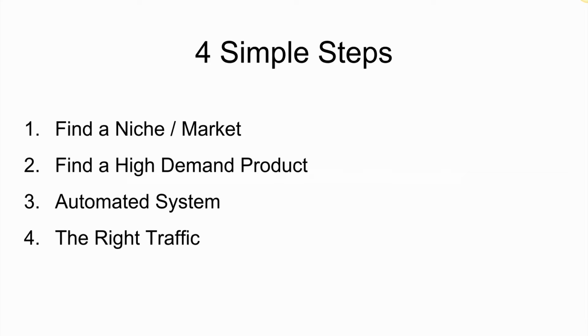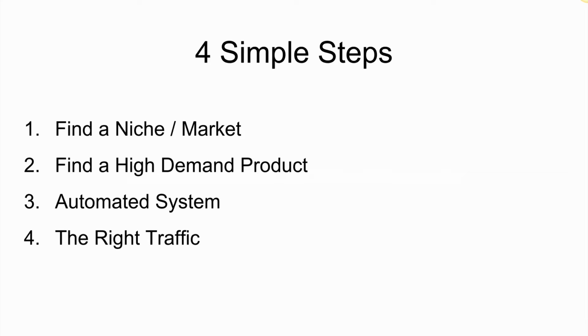But the 4 simple steps are: number 1, find a niche or a market. Number 2, find a high demand product. Right? Find a product that's already selling. That's one of the biggest shortcuts I can give you. Find a product that's already selling.